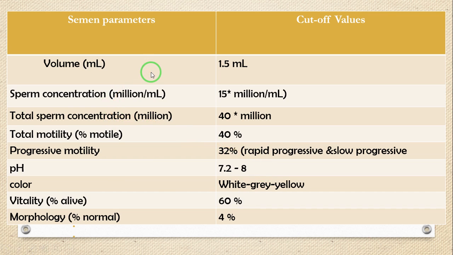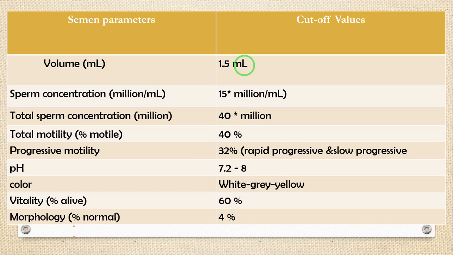This table will show the minimum acceptable level to consider the seminal fluid of good quality. The minimum volume of the ejaculate must be 1.5 ml. The concentration of the sperm per ml must be at least 15 million sperm per ml. And within the total ejaculate, the number of sperm must be at least 40 million per ejaculate.